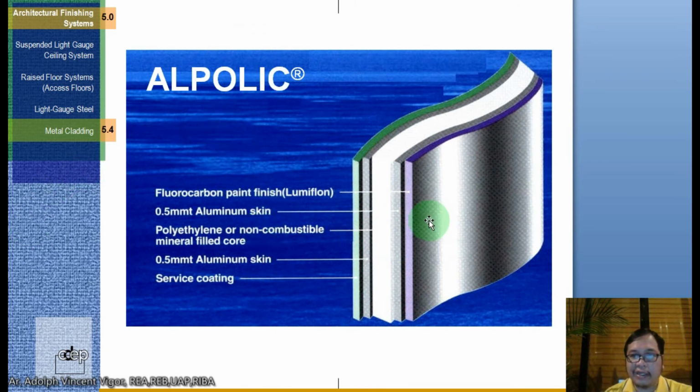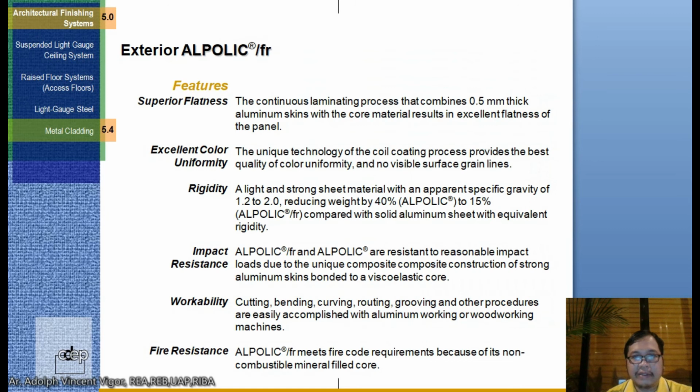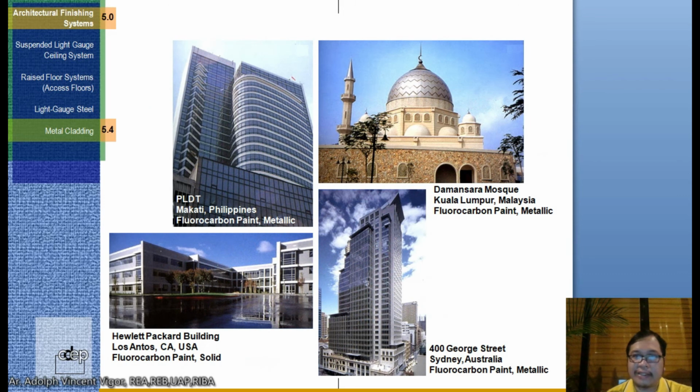So for Alpolic here, consider the fluorocarbon paint finish. It's a 0.5 mm aluminum skin, polyethylene or non-combustible mineral filled core, and a 0.5 mm aluminum skin as the service coating. So these are the features: flatness, rigidity, impact resistance, workability, and fire resistance. And some of the projects where it was implemented, you hear of the PLDT building. So familiarize yourselves with different buildings, class, because more often than not this could come out in your board exam.